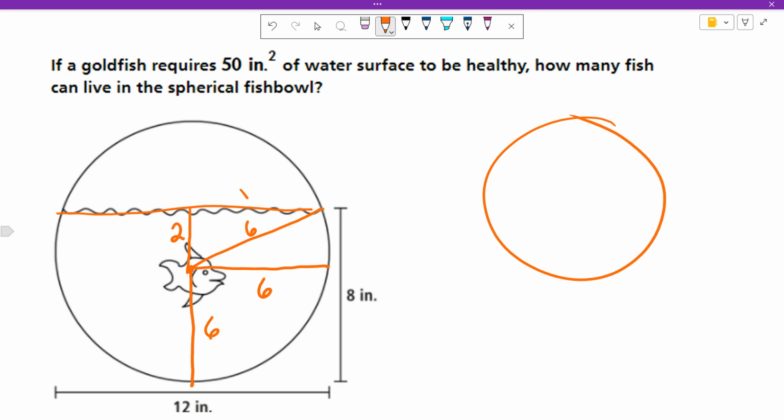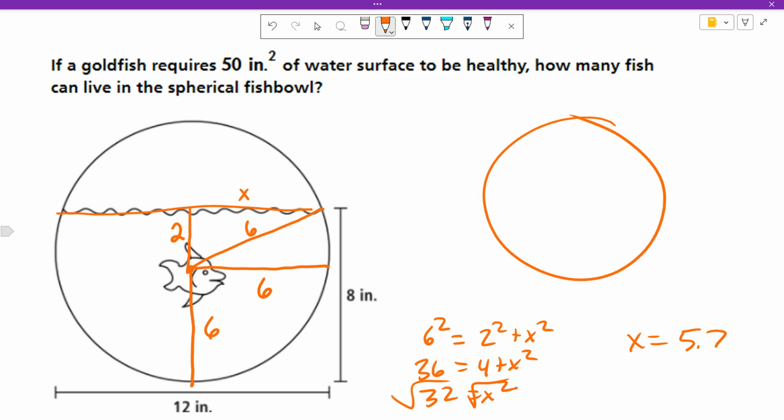Using the Pythagorean theorem, I want to figure out how long that is. So 6 squared, the hypotenuse squared, equals 2 squared plus x squared. 36 equals 4 plus x squared. 32 equals x squared. Take the square root. x equals what? What's the square root of 32? 5.7. All right. So the radius here is 5.7.